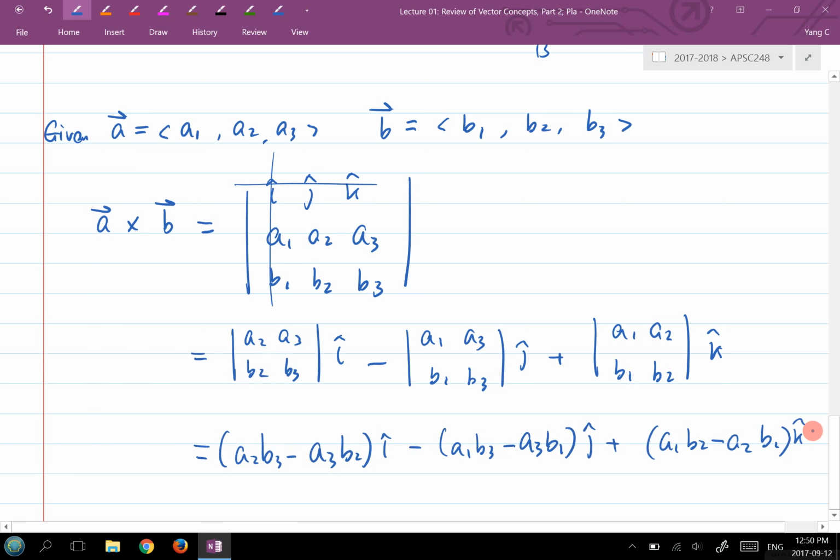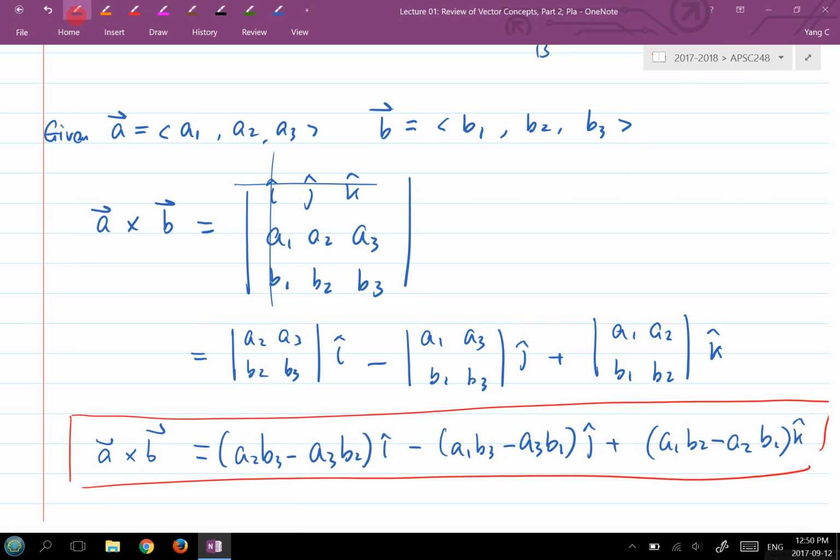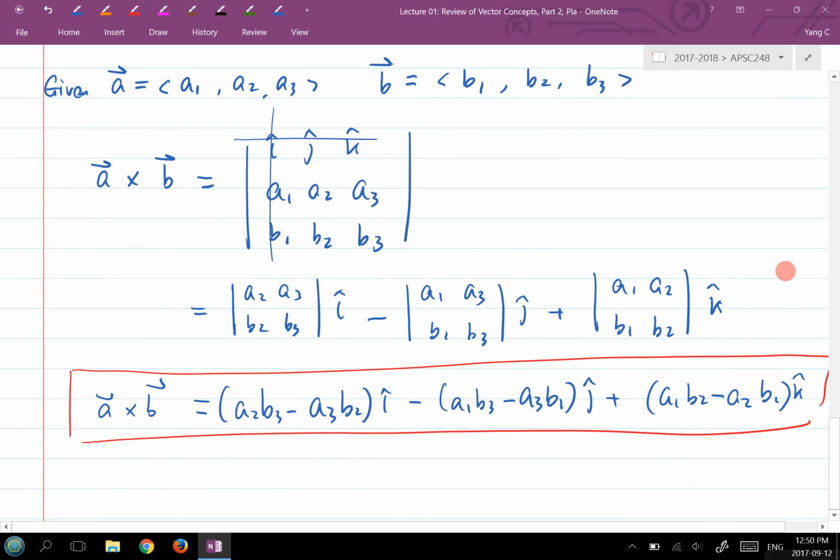Okay, so ultimately, here is your formula for the cross product. If you're given A and B, this is what you need to use to calculate this cross product here. I noticed a common mistake from previous years: many people forget that this should actually be a negative sign.